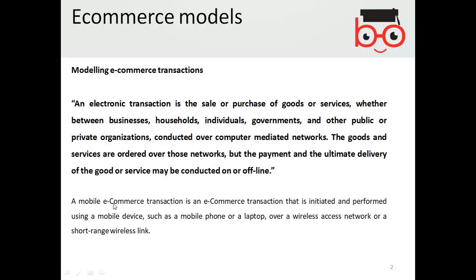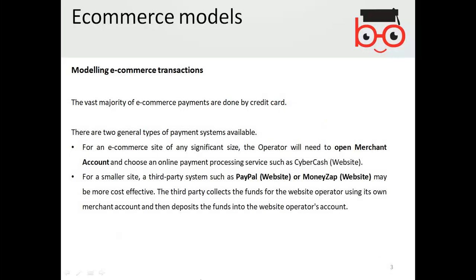A mobile e-commerce transaction is an e-commerce transaction that is initiated and performed using a mobile device such as a mobile phone or a laptop over wireless access network or a short-range wireless link. So basically mobile commerce is also part of e-commerce, but normally you initiate your purchase through the mobile and possibly using a wireless technology. The vast majority of e-commerce payments are done by credit card. Normally, people use a credit card, a long number, in order to do their payments.